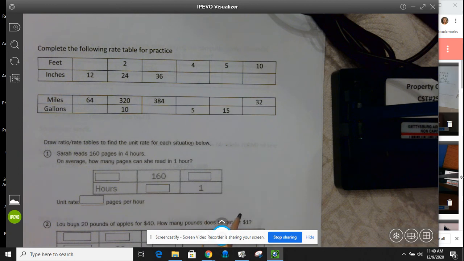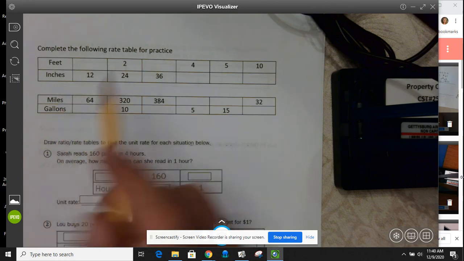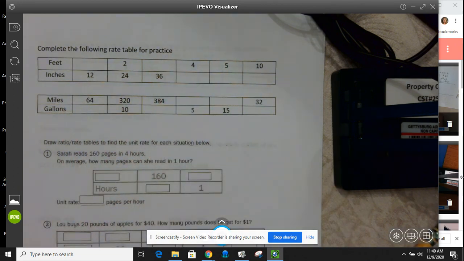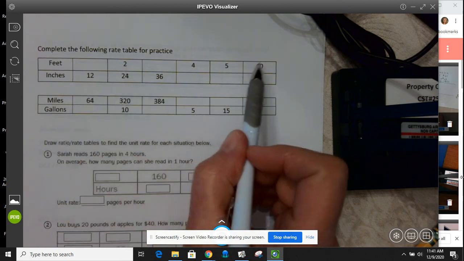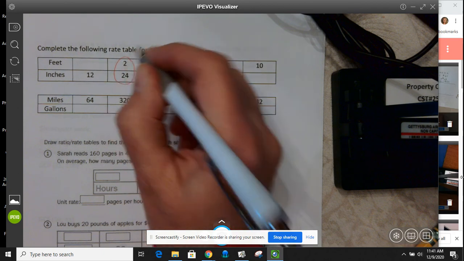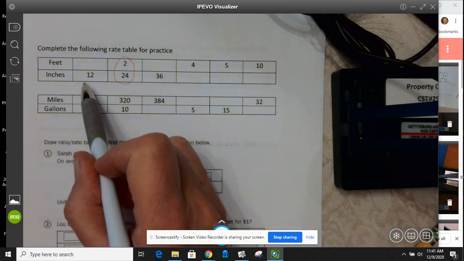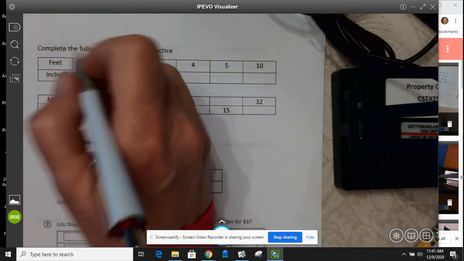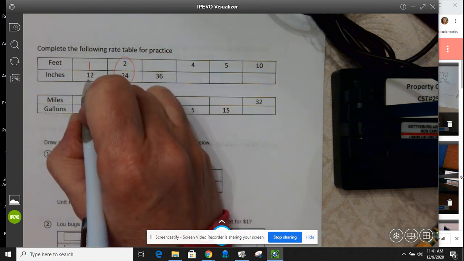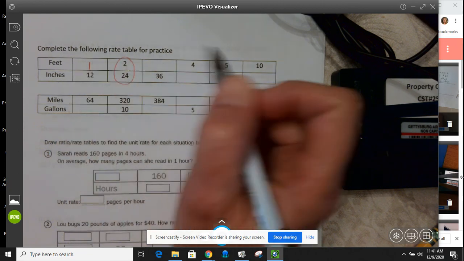Especially, the top one has a couple of rate tables that have empty boxes, and you just have to look at these almost like fractions. The only one you are given is 2/24, feet to inches. And you should know feet to inches. You know that 1 foot equals 12 inches. You can also say 24 divided by 2 gives you 12. So therefore 2 divided by 2 gives you 1.